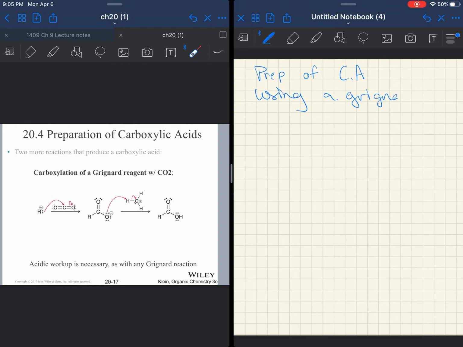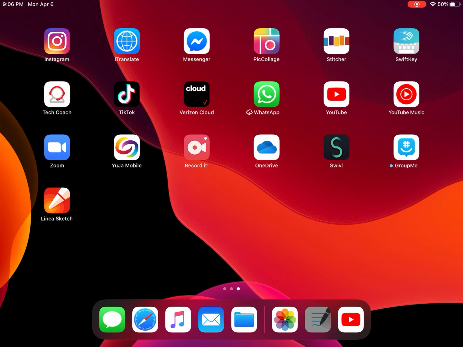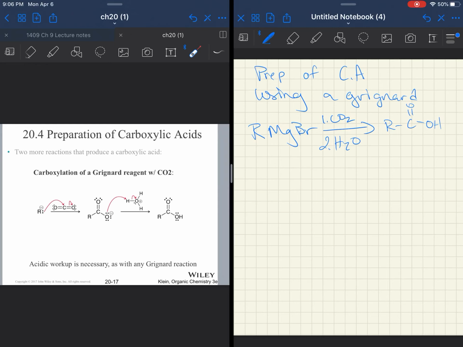One last way that I want to leave you with here is preparation of a carboxylic acid using a Grignard. This can be really helpful, especially when you're dealing with kind of an sp2 carbon. It's kind of hard to work with. If you take any Grignard, right, so RMgBr, and you react it with CO2 and then do your workup with H2O, you are going to add a carboxylic acid onto that R group.